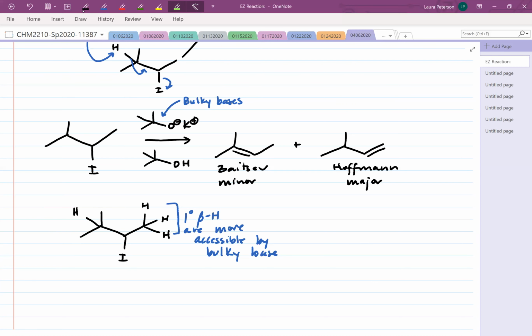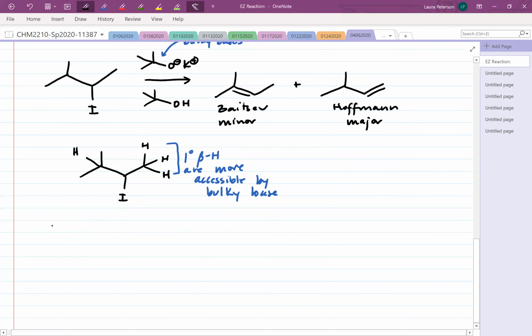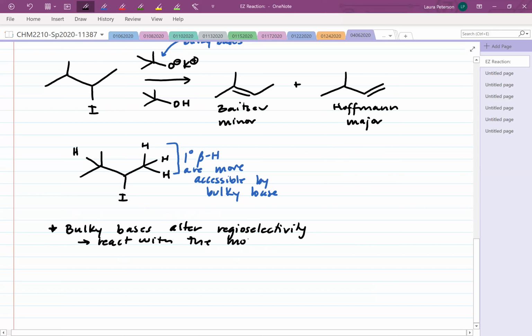Okay, so let's just make that note that I just said in words. Okay, so bulky bases alter the regioselectivity. Okay, so we saw that they react with the most accessible beta hydrogen. And that leads us to the Hofmann product.